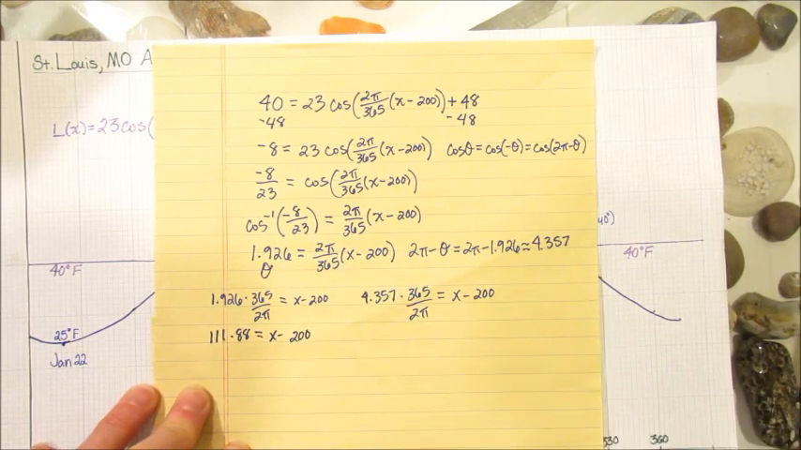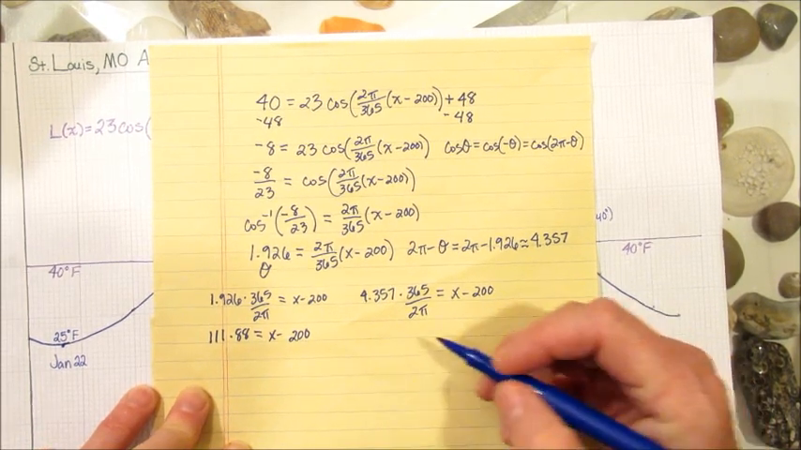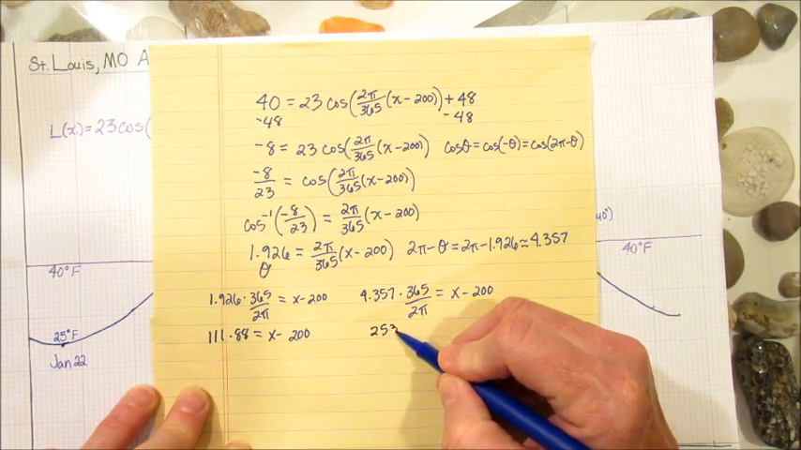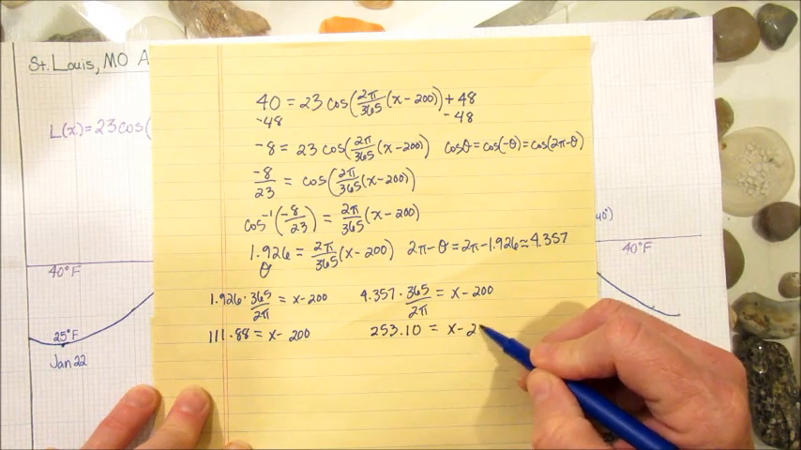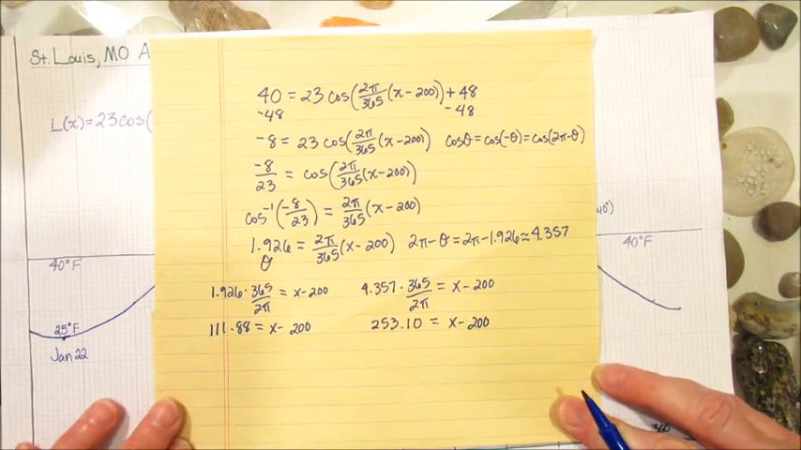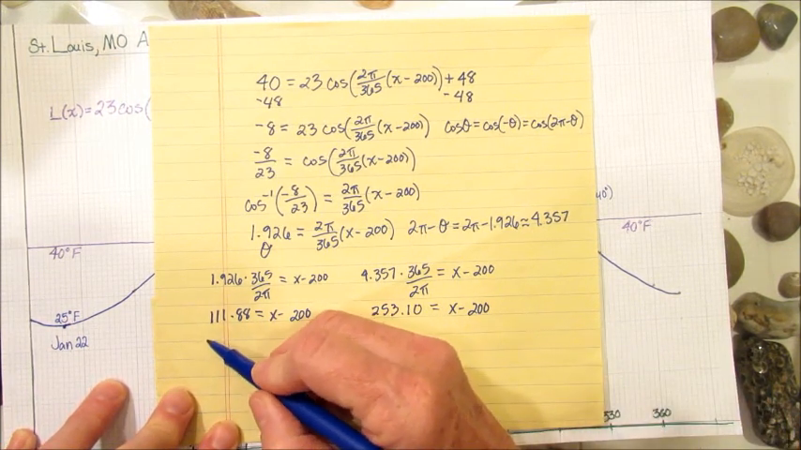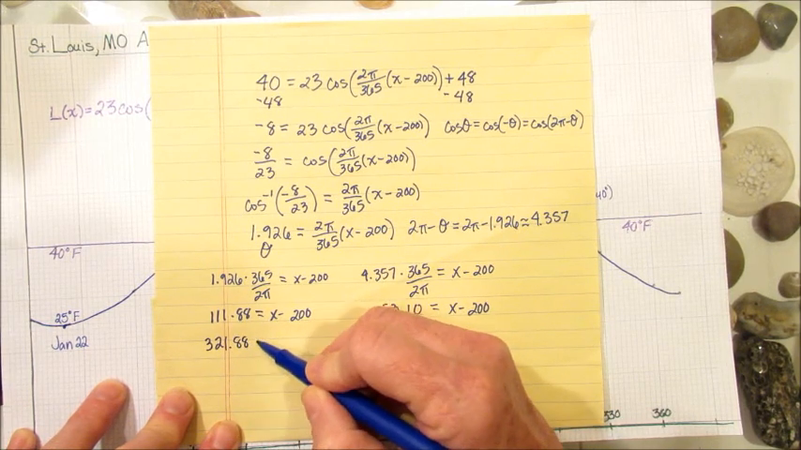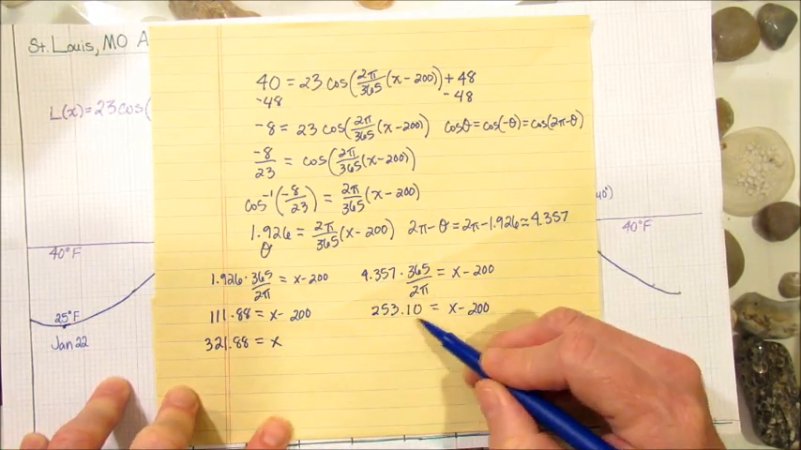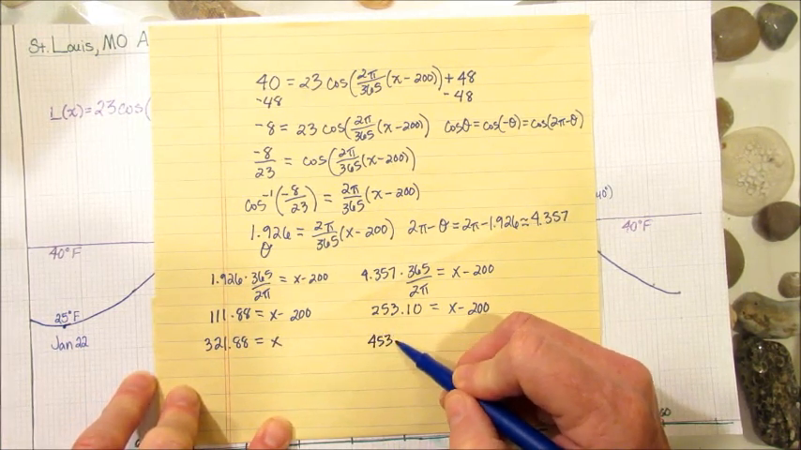And the second solution is 253.10. And now we're in the home stretch. To get x all by itself, I'm going to add 200. So this is going to give me 321.88 because I add 200. And when I add 200 here, I get 453.